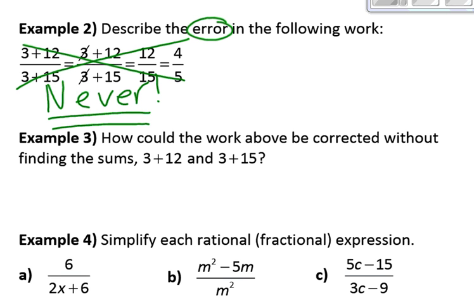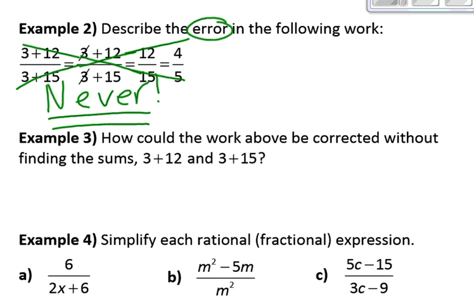Okay? So the reason you cannot do that is because the 3's are being added to 12 and 15. If this was 3 times 12 and 3 times 15, then you could do this. You could cancel out the 3's. But since they're adding, you absolutely cannot do that.